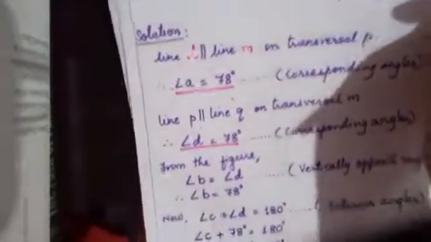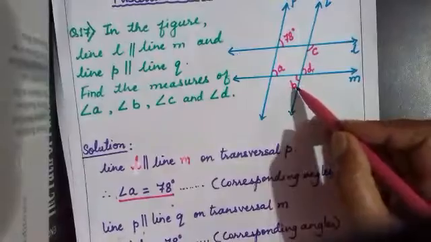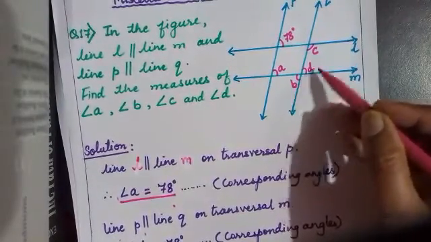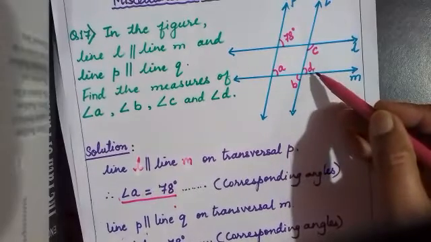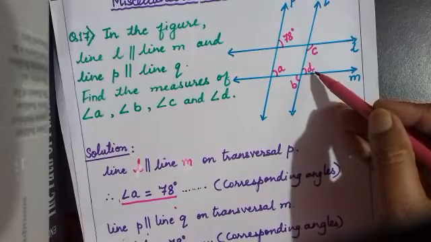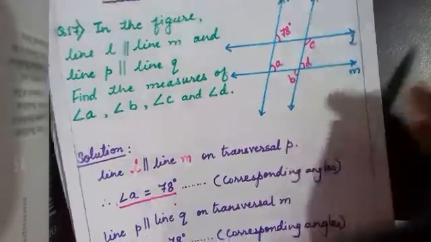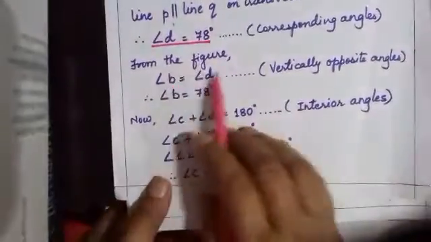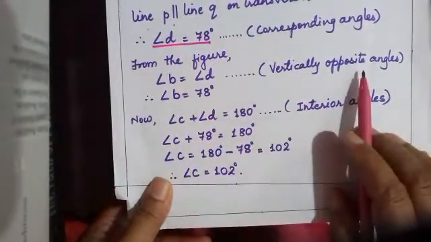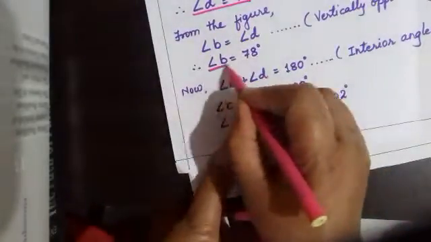Now we will solve for B. See the relation of angle B and angle D. How are these two angles related? Yes, they are vertically opposite angles, and just now we found angle D. What is angle D? 78 degrees. So angle B will also be equal to 78 degrees. Now from the figure, angle B is equal to angle D. What is the relation? Vertically opposite angles. Therefore angle B is equal to 78 degrees.